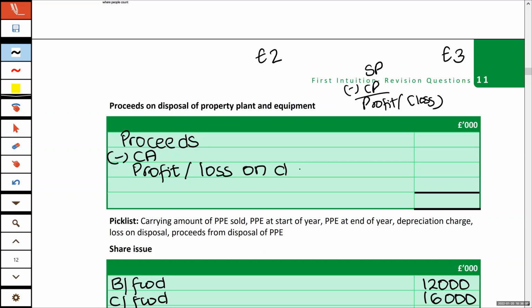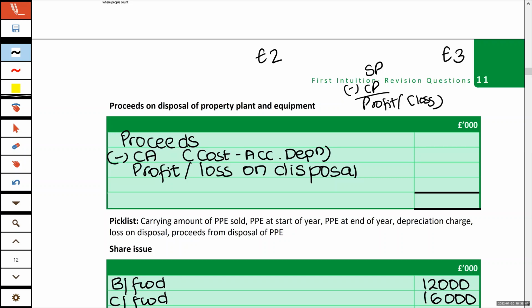And that is why it is just an accounting profit or loss on disposal. Because what is carrying amount? Carrying amount is cost minus accumulated depreciation. And accumulated depreciation is just a finger in the air number. It is everything the business estimates will happen. It's not what exactly happens in real life, it's what they estimate will happen.